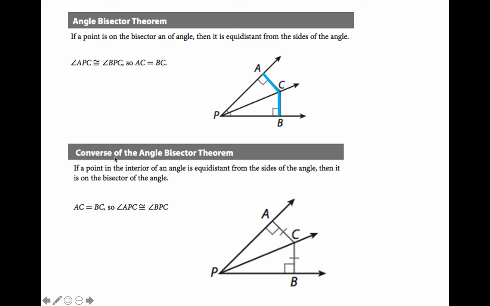The converse of the angle bisector theorem is this in reverse. It says if a point in the interior of an angle is equidistant from the sides of the angle, then it is on the bisector of the angle. So what this is saying is if these two are equal, that means you can assume these two angles are equal.